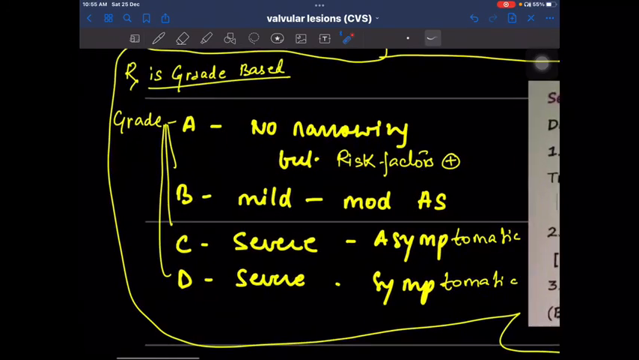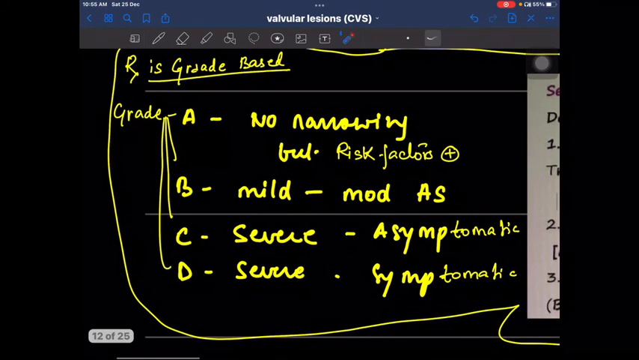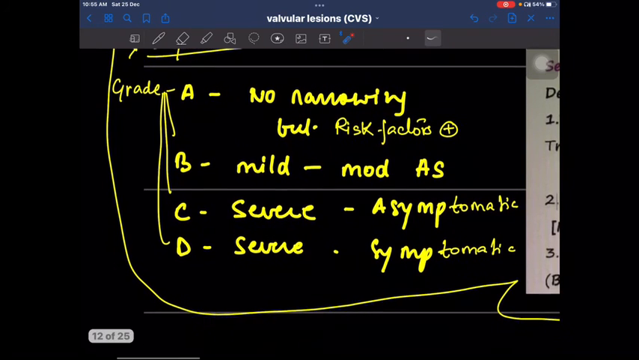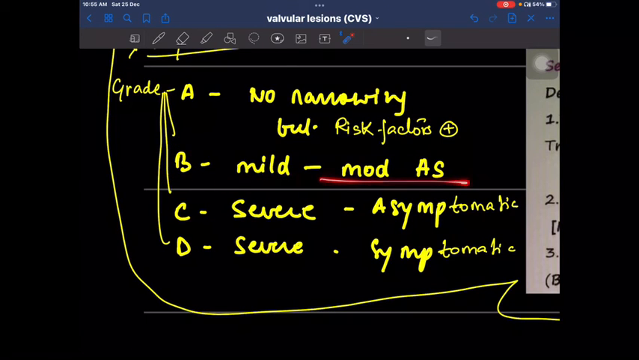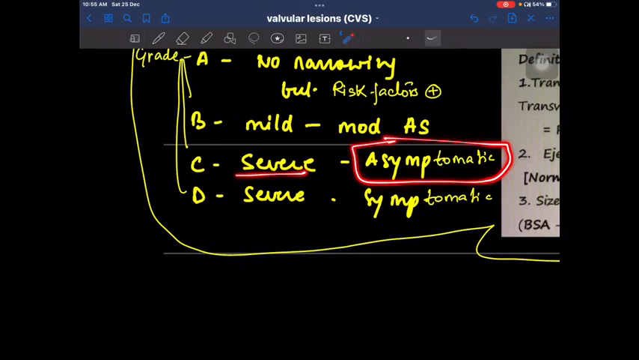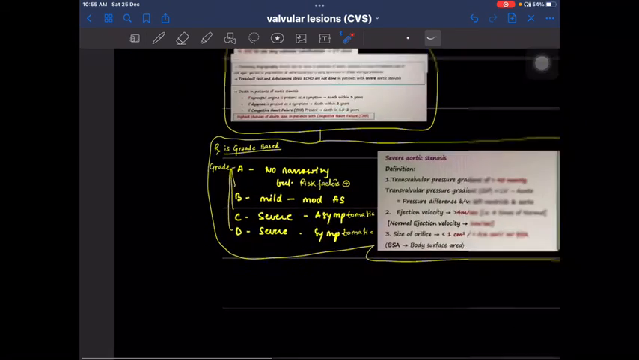Now we come to the treatment part. So we divide into 4 stages. Okay, in stage A there is no narrowing, but risk factors are present. In stage B there is mild narrowing, mild to moderate aortic stenosis. In stage C it's severe but asymptomatic. And in stage D it's severe and it is symptomatic. Okay.